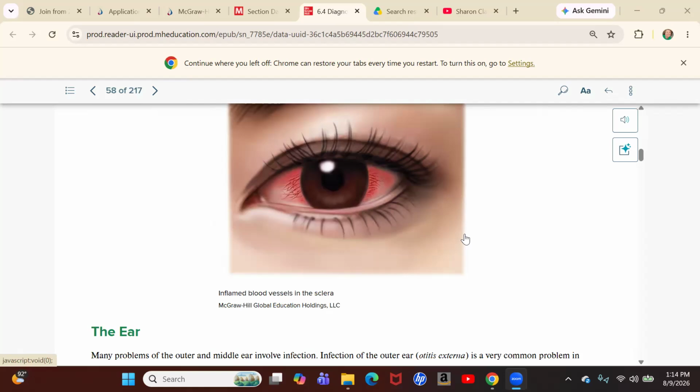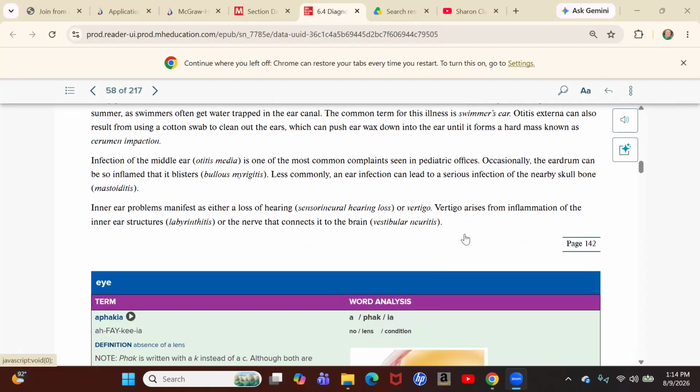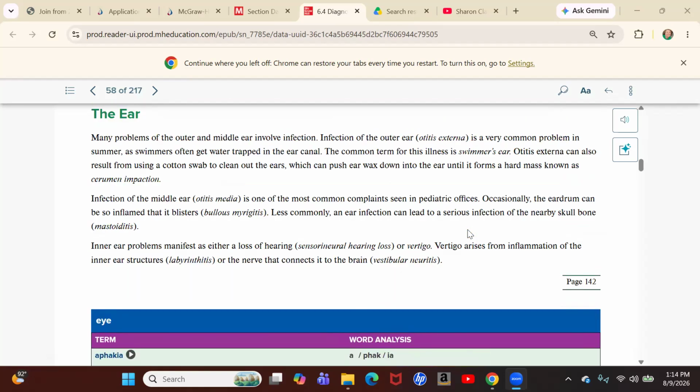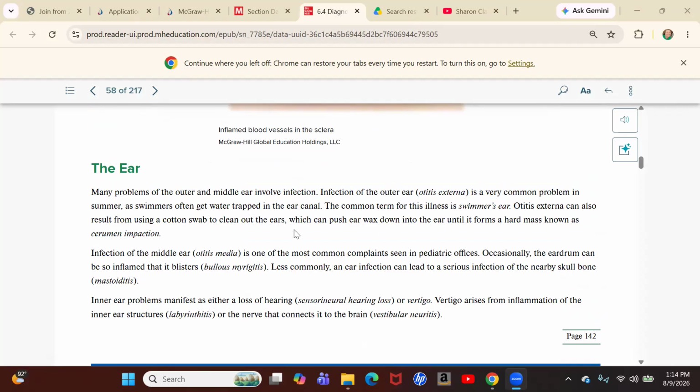When we look at the ear, you can have impacted cerumen, impacted earwax, infection of the outer ear, which is otitis externa, so externa meaning that outer external ear. And you can have other issues related to hearing loss, imbalances of your equilibrium, known as vertigo.